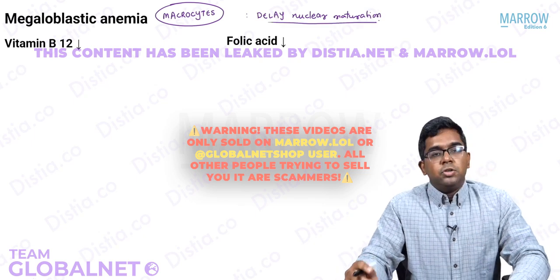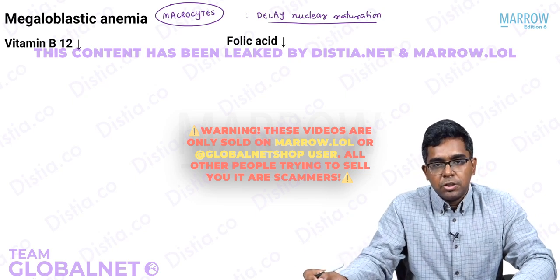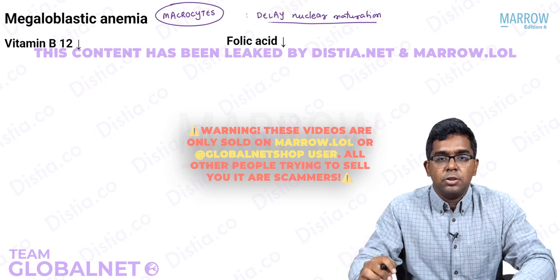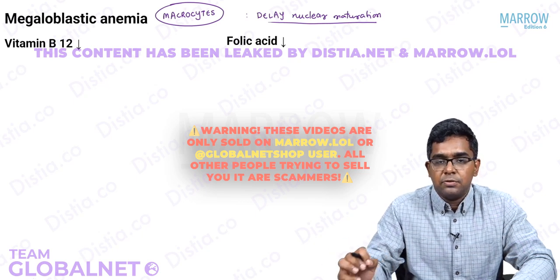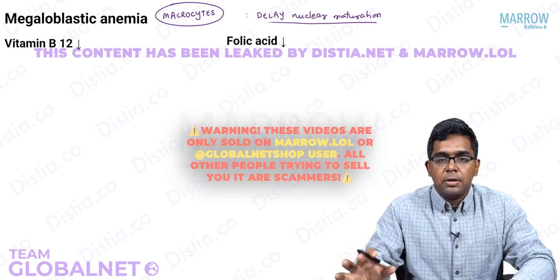Generally, when we talk about maturation of the cells, we talk in terms of nuclear and cytoplasmic maturation. In megaloblastic anemia, it happens to be delayed nuclear maturation. That's a question previously asked which you should know about. Now let us look at what are the causes for megaloblastic anemia.